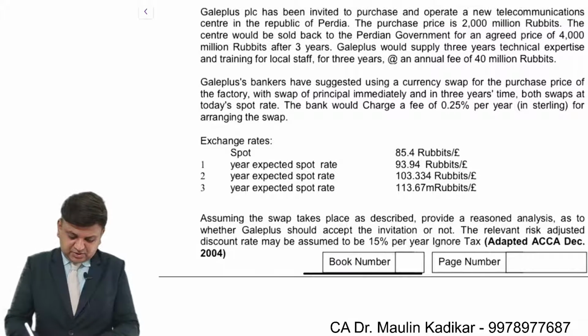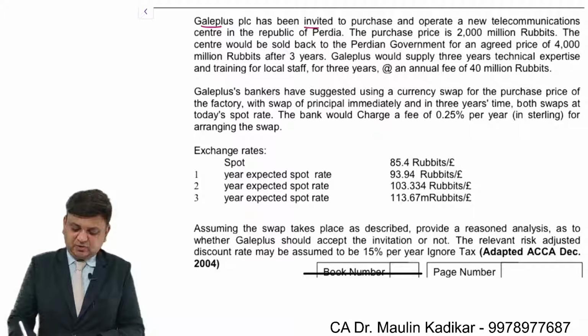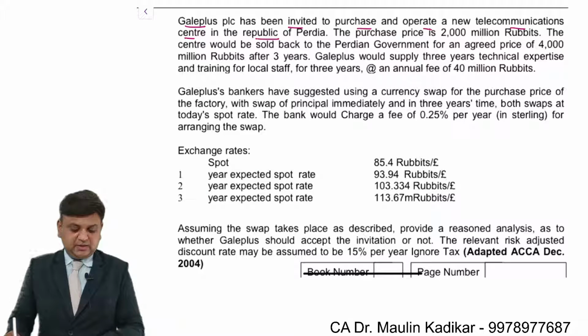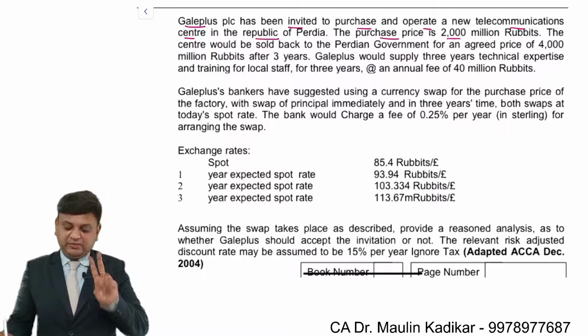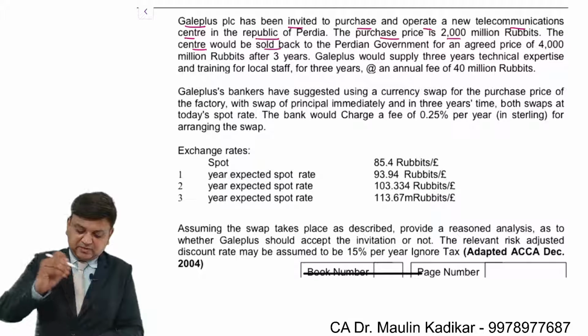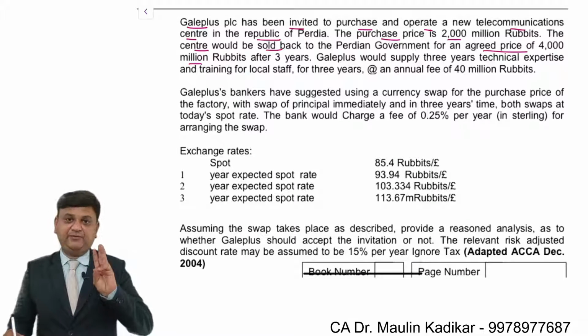Let us see the next question. Gale Plus Incorporation has been invited to purchase and operate a new telecommunication center in the Republic of Perendia. The purchase price is 2000 million rupees. The center would be sold back to the Perendian government for an agreed price of 4000 million rupees after 3 years.